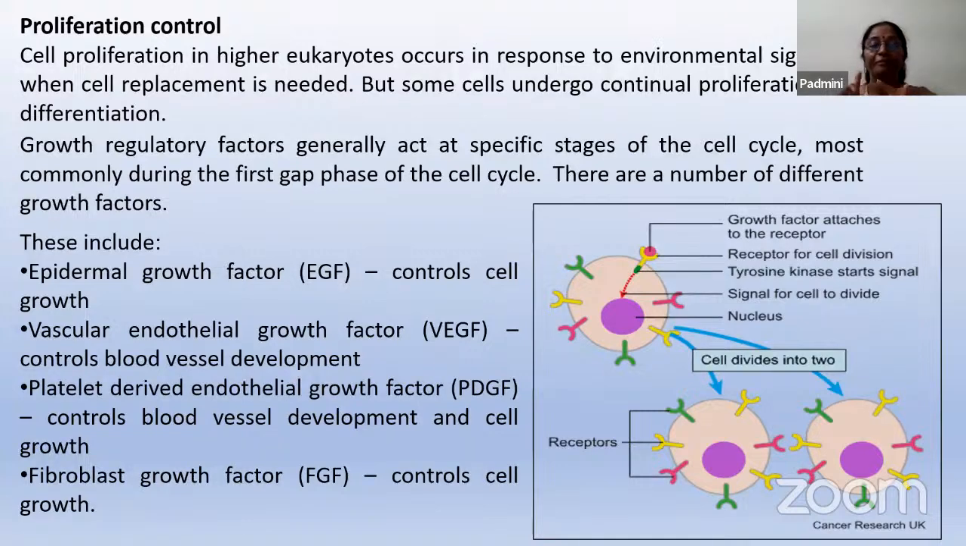What are they? EGFs, VEGFs, PDGFs, and FGFs. Remember, it is growth factors, and look at the prefix. If it is E, epidermal. If it is VE, vascular endothelial. PD, platelet-derived, and FGF is fibroblast, which controls cell growth. You can also see the signals present in this particular picture over there.